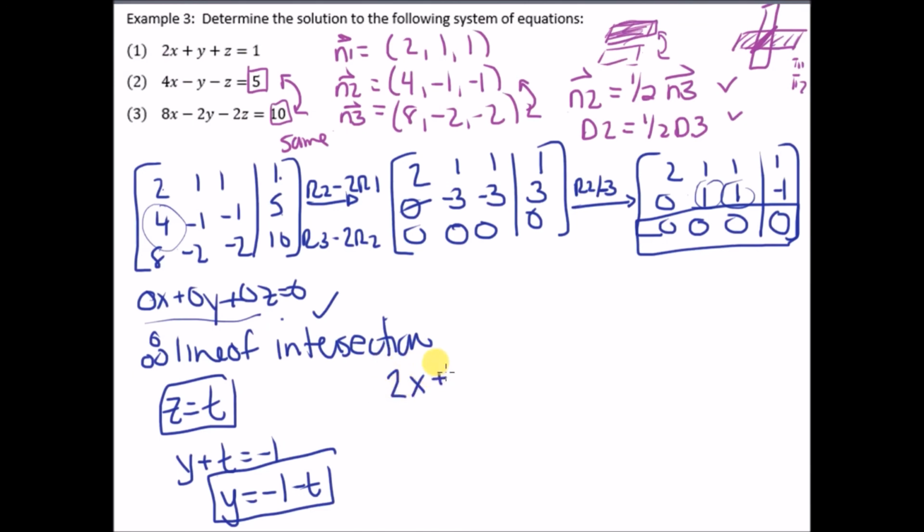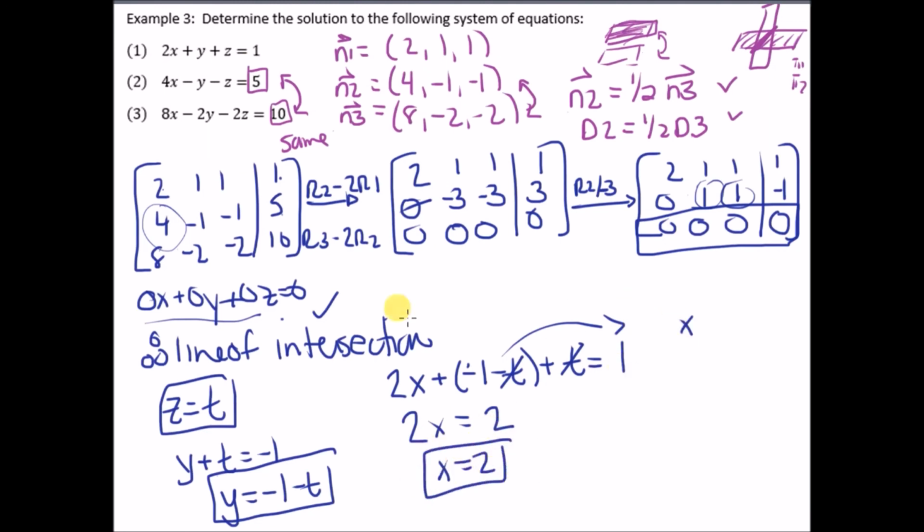Okay, and then in the first equation, we have 2x plus y plus z equals 1. Okay, so I get 2x equals, well, minus t and t cancel out. Then negative 1 comes over. I get 2x equals 2.